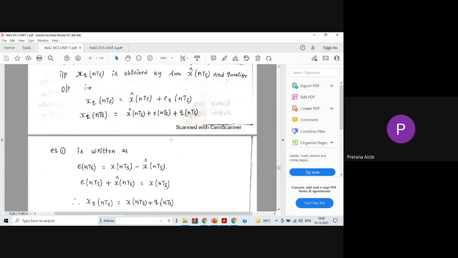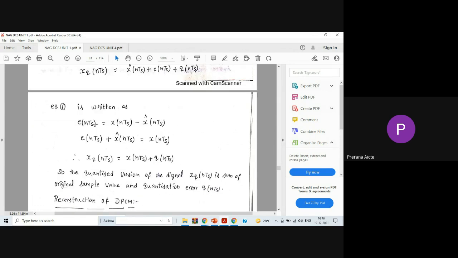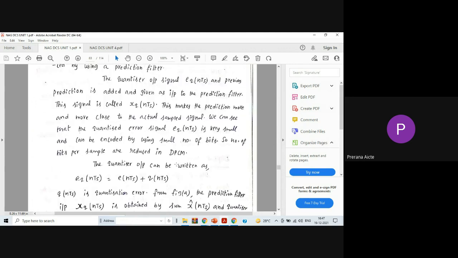So finally, we know the error expression e(nTs) equals the difference between the unquantized sample and the prediction filter output. So e(nTs) plus x̂(nTs) equals x(nTs). So the final output, the quantized signal, is x(nTs) plus q(nTs). So which is the DPCM?